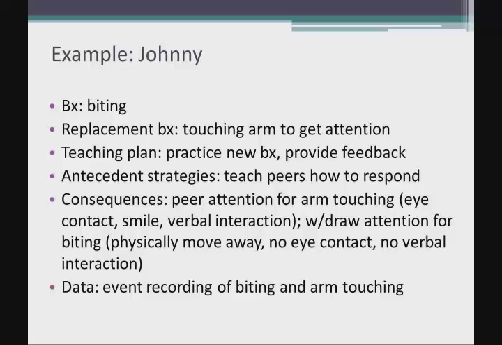We would want to take data on event recording. We could use event recording of the biting and the arm touching. So we want to see the biting go down to 0, hopefully, and the arm touching, of course, increase. We would also want to do implementation fidelity on whether we were appropriately implementing the plan. So are we giving Johnny the prompts? Are we teaching the peers how to respond? Things like that.